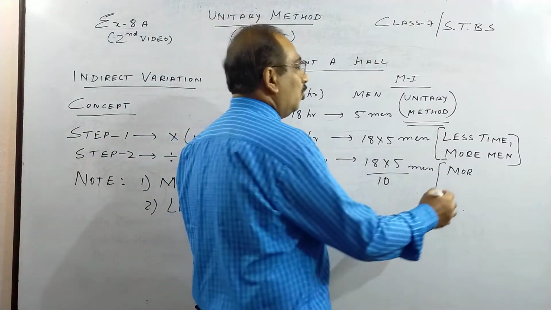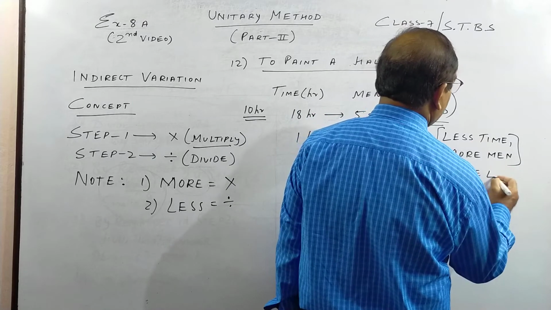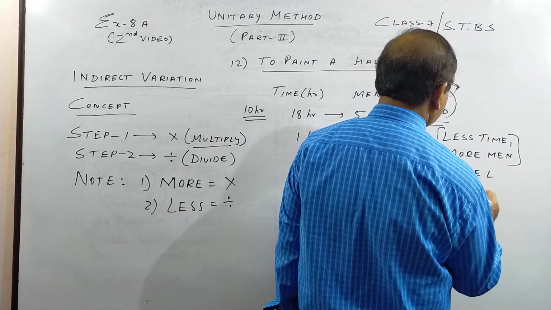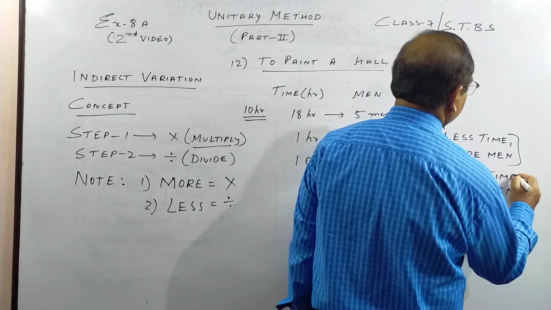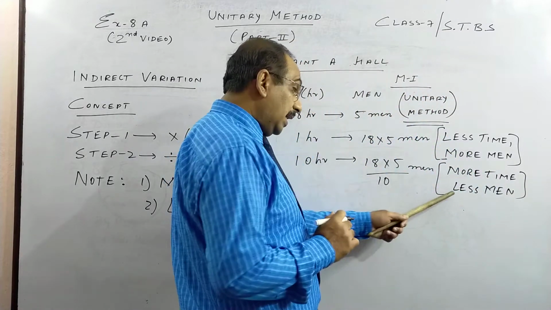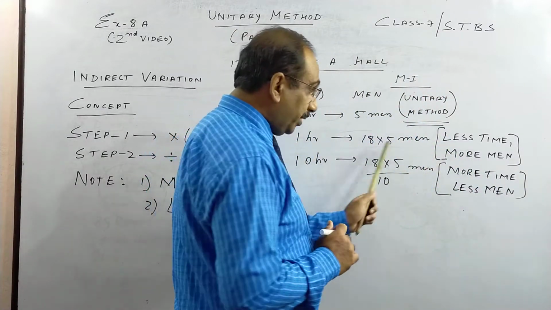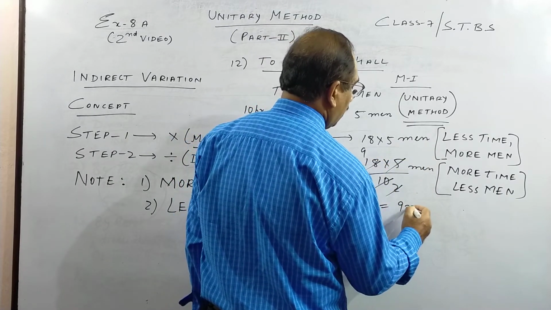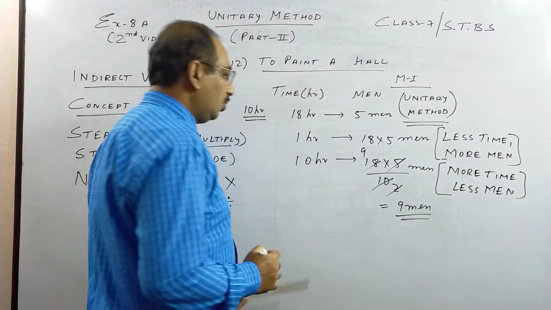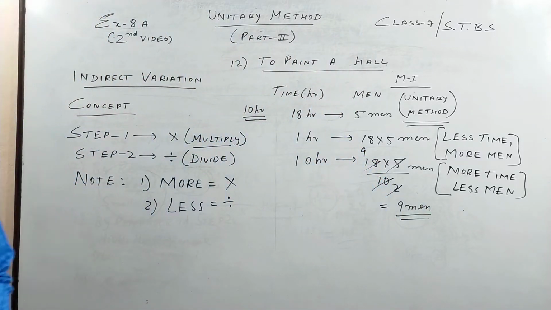See the next part. More time. See here, the first line you don't see. More time, less men. So less means division. More means multiplication. Now you cancel. 2 9s are 18. So I need 9 men to do the same work if they are working for 10 hours. Okay. So you can pause the video and copy.